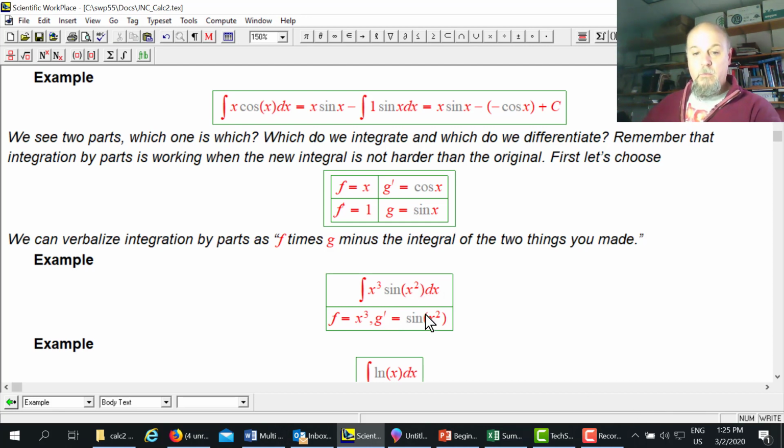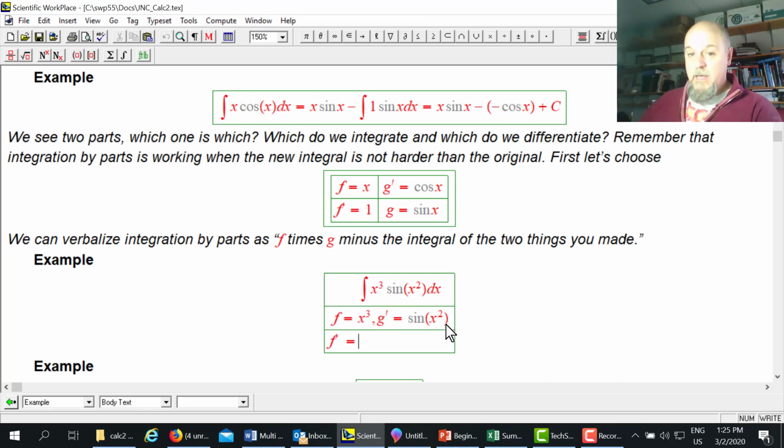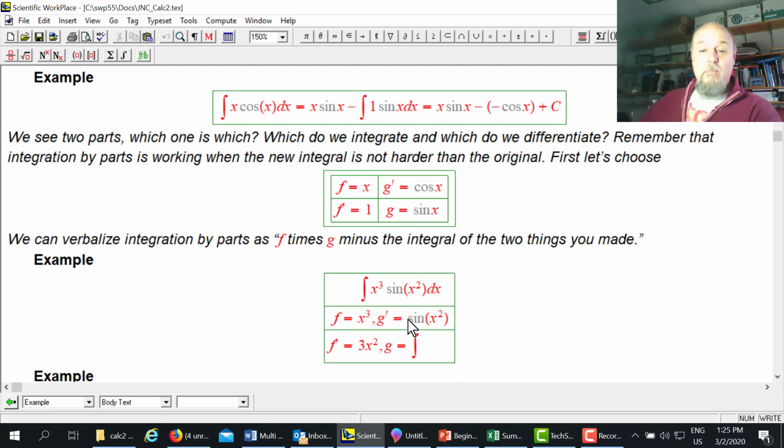All right, so let's differentiate the x cubed, that's 3x squared, and let's integrate the sine x squared. Okay, I don't know how to integrate that, so let me just write down what my problem is that I can't do right now.